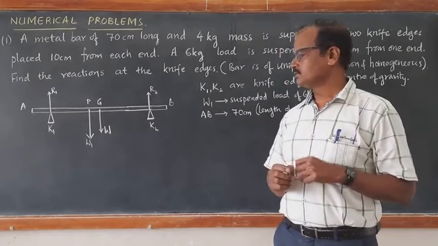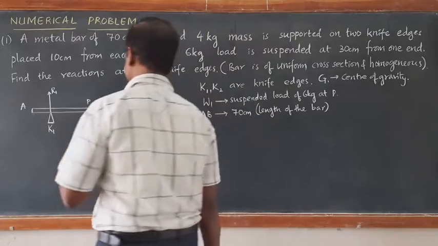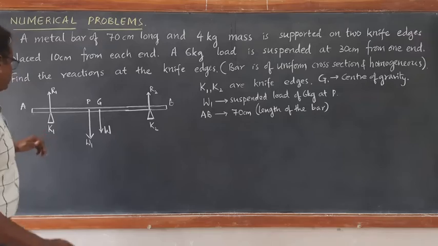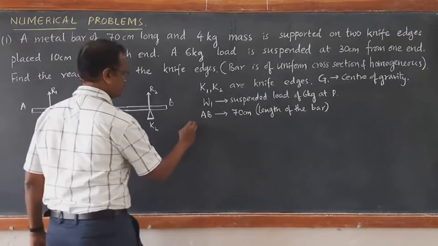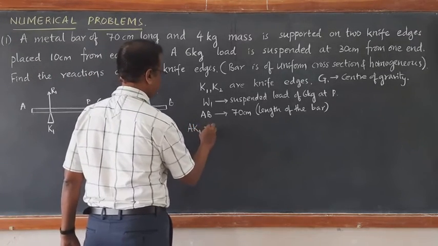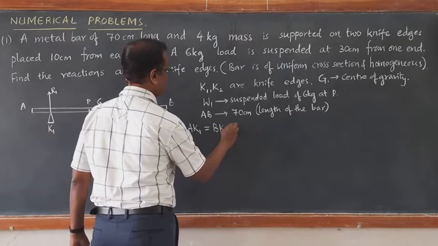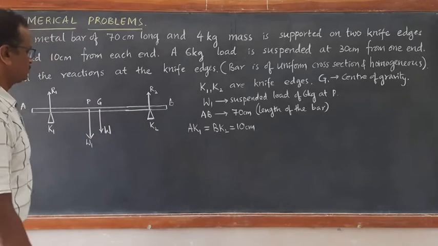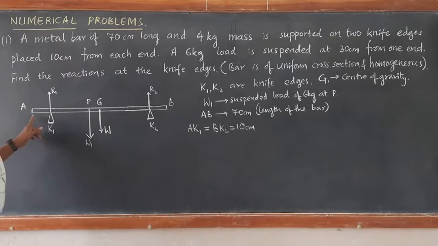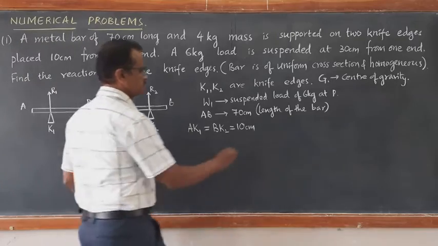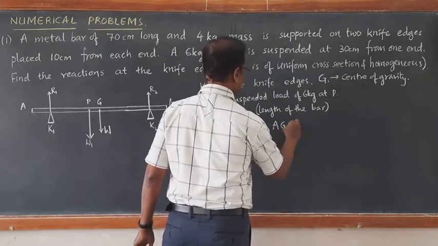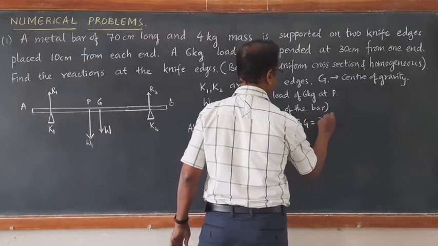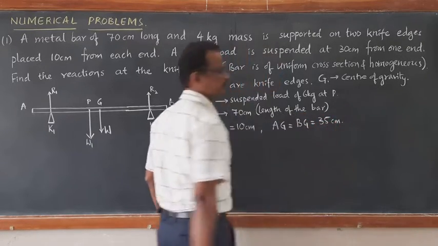Before applying, let us calculate these distances. AK1 and BK2 are 10 cm each. Here I will write AK1 equal to BK2, this is given as 10 cm from the ends. Then AG is equal to BG is equal to 35 cm.